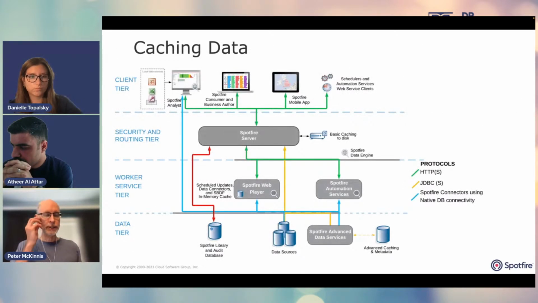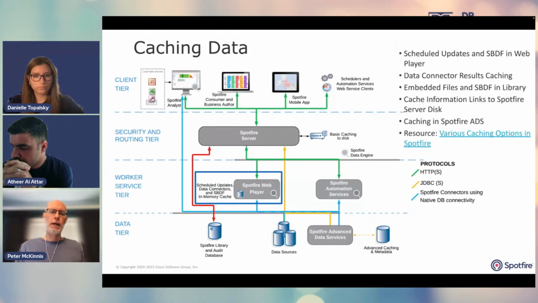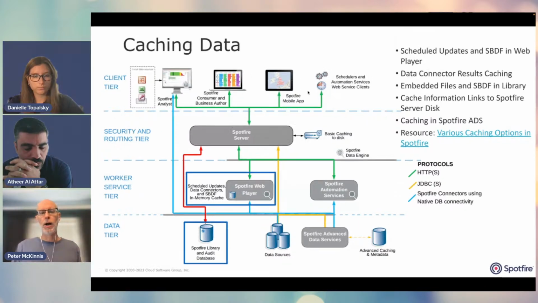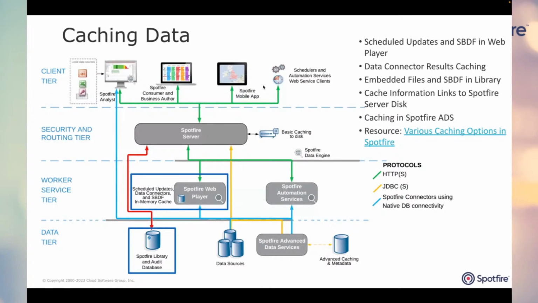So one of the things that also plays into scaling is caching. Can you cache the data? As you've mentioned before, you can cache in scheduled updates. You can cache in the Spotfire library, so you can embed data in the analysis files, or you can use what we call SBDF caching, the Spotfire binary data format. You can use automation services to automate those pieces.